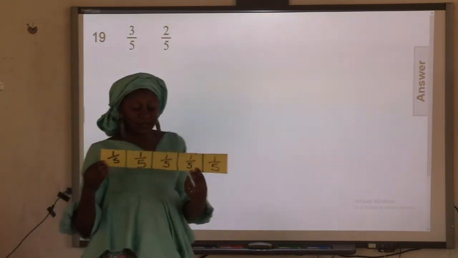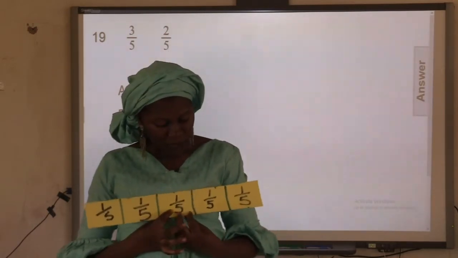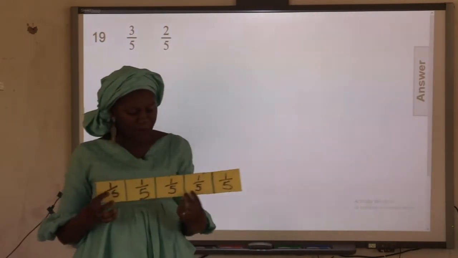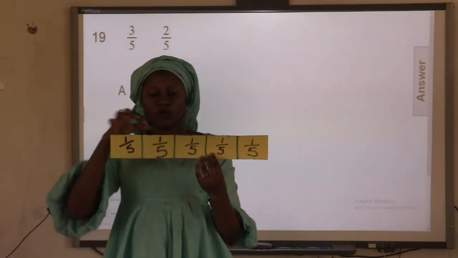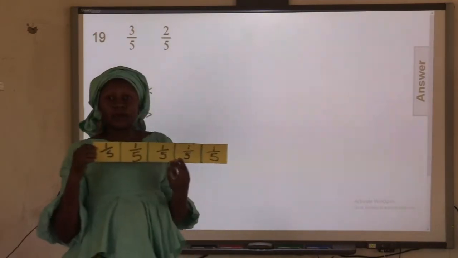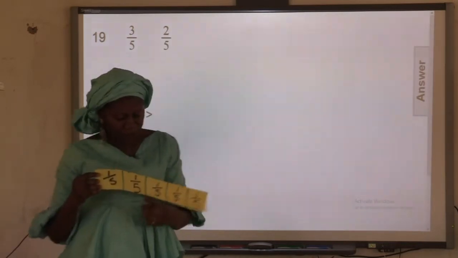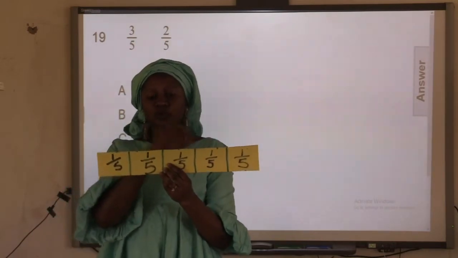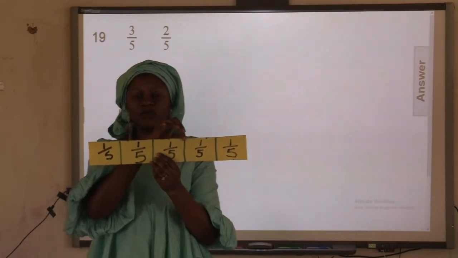By looking at this chart, this is 1/5, 1/5, 1/5, 1/5, 1/5. If I say 3/5, I'm at here. That is 1/5 plus 1/5 plus 1/5. Is that equal to, less than, or greater than 2/5? And 2/5, I'm at here. So it is comparing these two. Here is 2/5 and here is 3/5. Which one is greater?